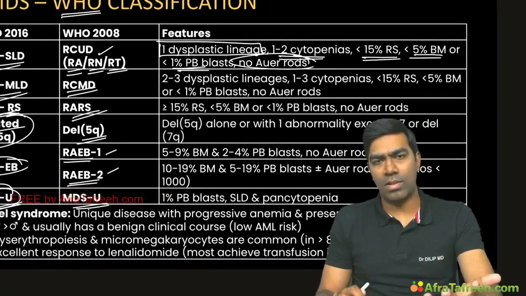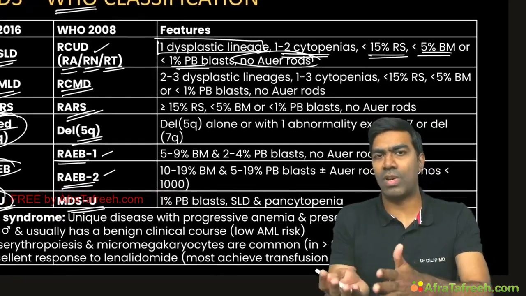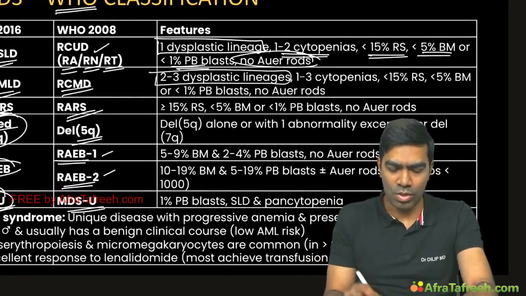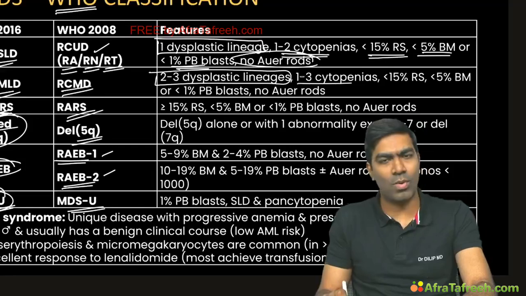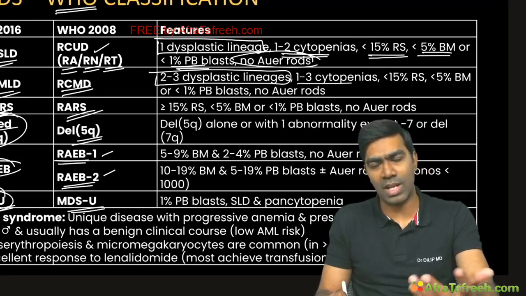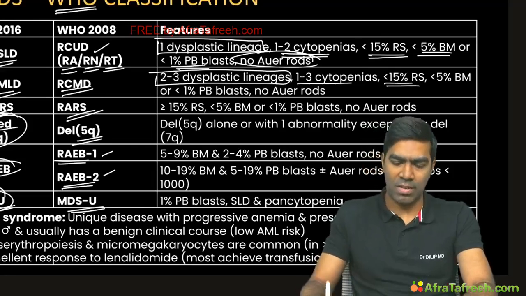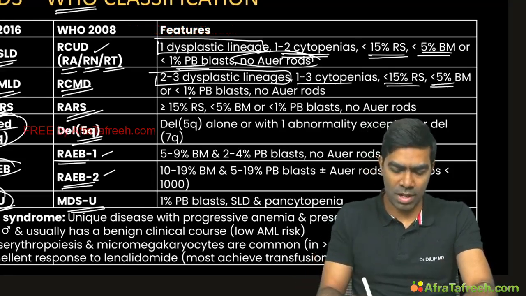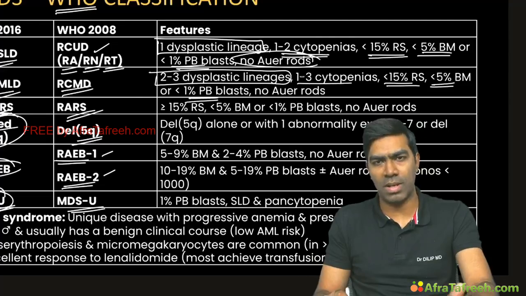And then how will you define the features of MDS with multilineage dysplasia? Here, as the name implies, you're going to have 2 to 3 dysplastic lineages. Generally, you'll have more than one cytopenia, typically 1 to 3 cytopenias, which can be even a pancytopenia. And by definition, patients should have less than 15% ring sideroblasts and less than 5% blasts in the bone marrow and less than 1% blasts in the peripheral blood and no Auer rods.